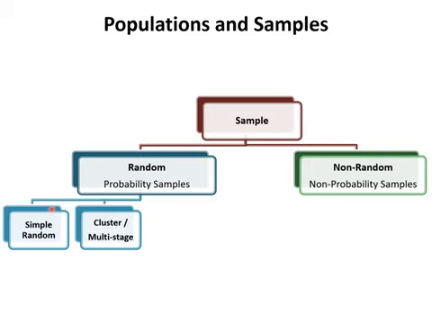The second one is cluster or multi-stage random sample, which is similar to the simple random sample but consists of 2 or more stages. For example, if we want to take a sample of dental students from Baghdad, we can first do randomization for the dental colleges, and then from these selected colleges we can do randomization for the students from different classes. So in this case we have 2 stages of randomization.